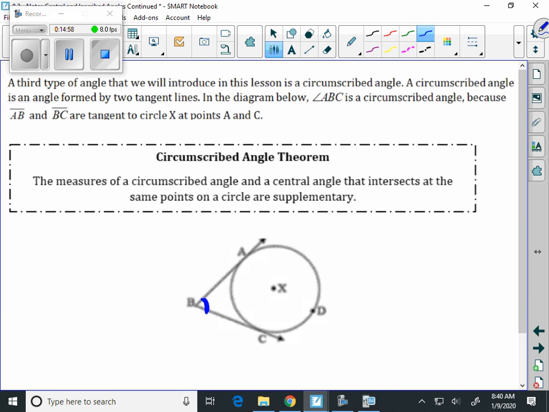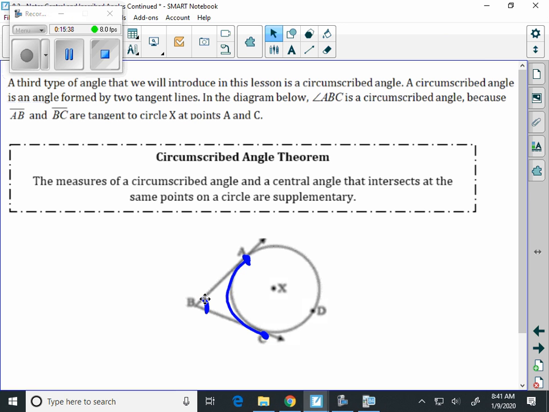In the diagram below, angle ABC is the circumscribed angle because AB and BC are tangent to circle X at points A and C. And if we can recognize that we're working with the circumscribed angle, what happens is that the measure of a circumscribed angle and a central angle that intersect at the points of tangency are supplementary. So in other words, they're going to have the same arc when we're dealing with this.